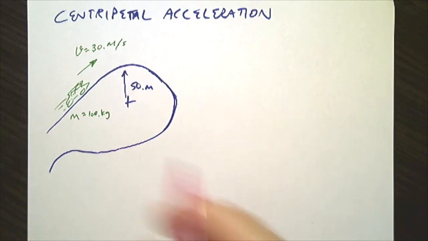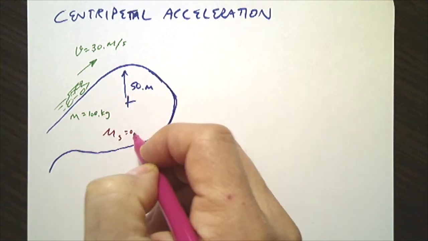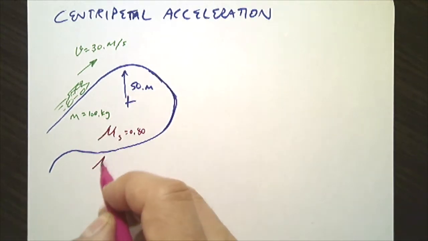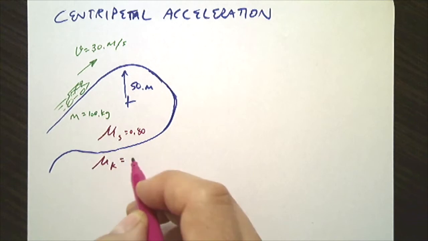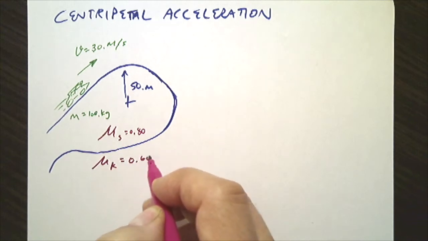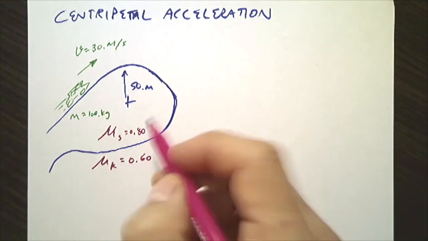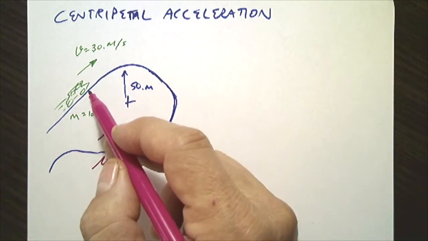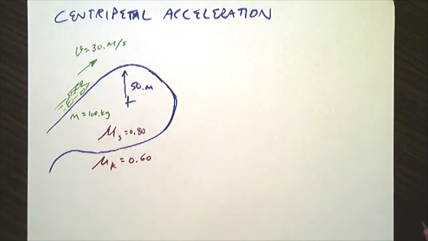The coefficient of static friction is 0.80 and the coefficient of kinetic friction is 0.60. So the question is, will your car stay on the road or will it slide? We can determine that with the acceleration.